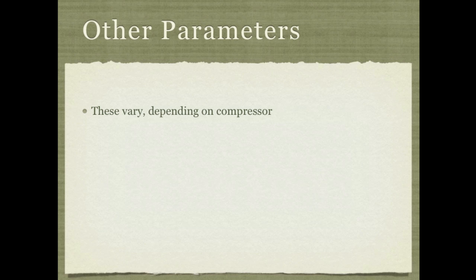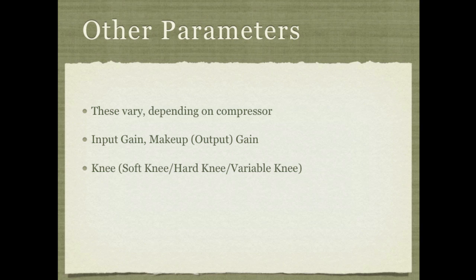Other parameters you might find on a compressor vary from individual model to model. Usually there is a setting for input gain and output gain, often called makeup gain. There's sometimes a knee. Some compressors have automatic makeup gain and an automatic release time.